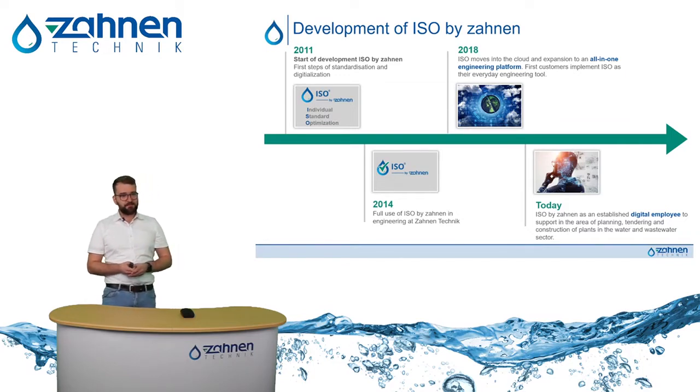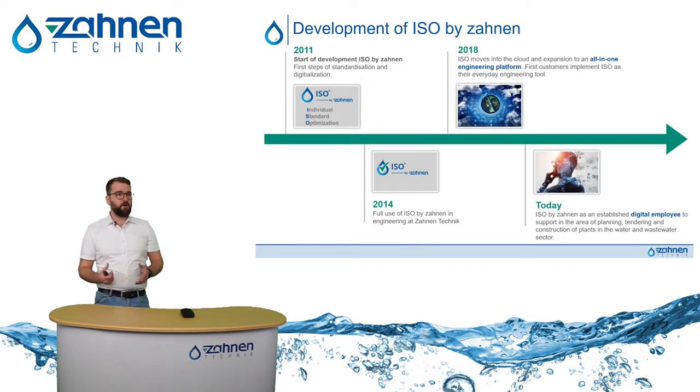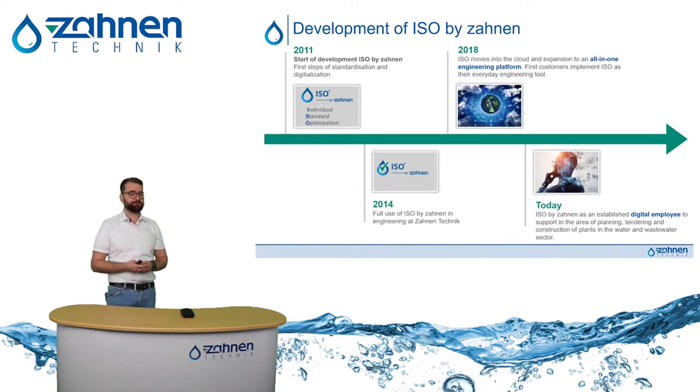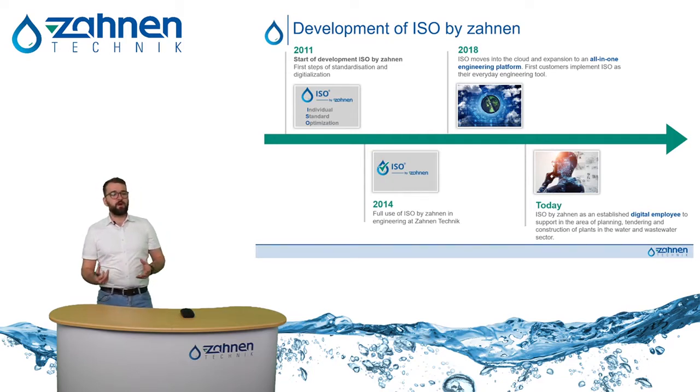In 2018, Eso moved into the cloud and was expanded to an all-in-one engineering platform. Since then, first customers implemented Eso as their everyday engineering tool. And today, Eso is an established, as we call it, digital employee to support you in planning, tendering, and construction of plants in the water and wastewater sector. And as we say it, Eso is more than just a tool. Eso is a way of working. In fact, it's the next level of approaching the engineering process.